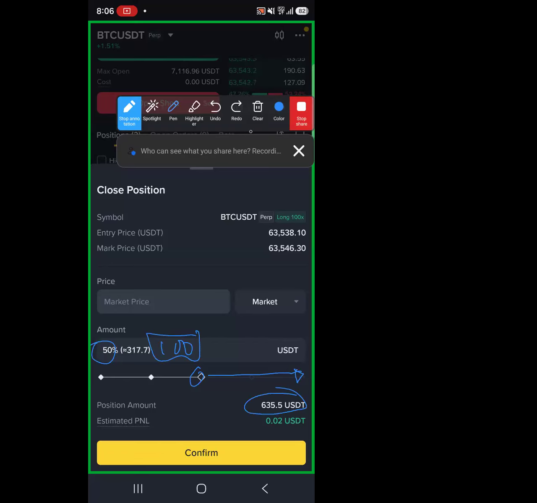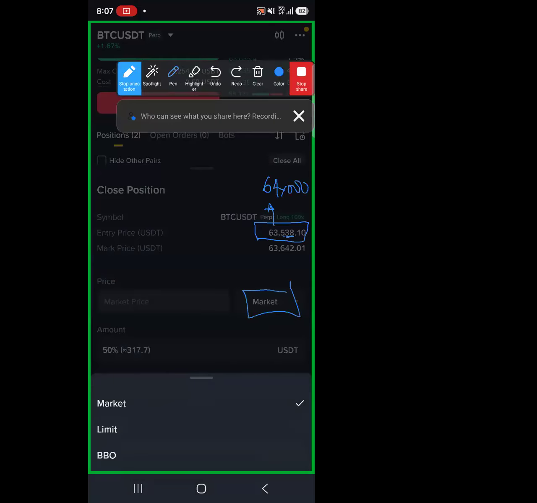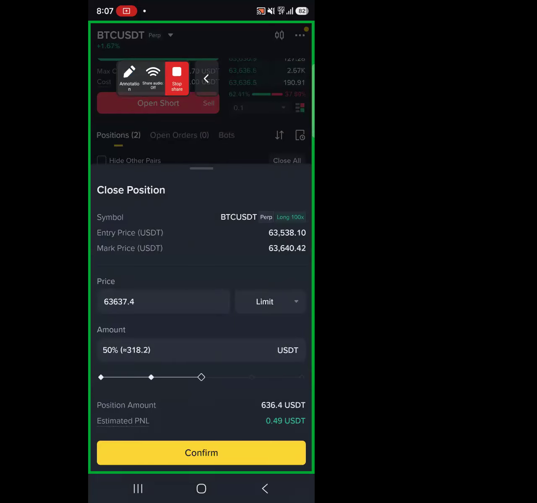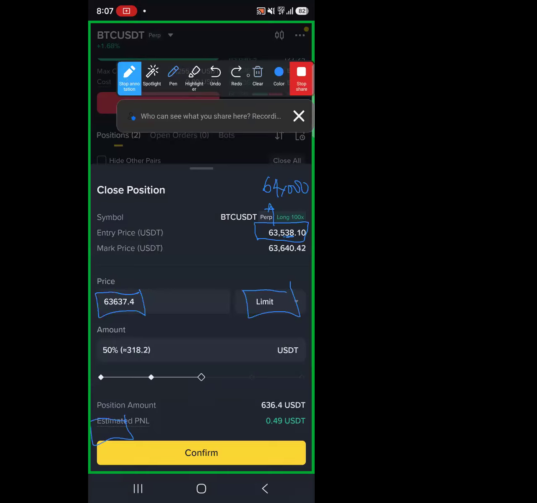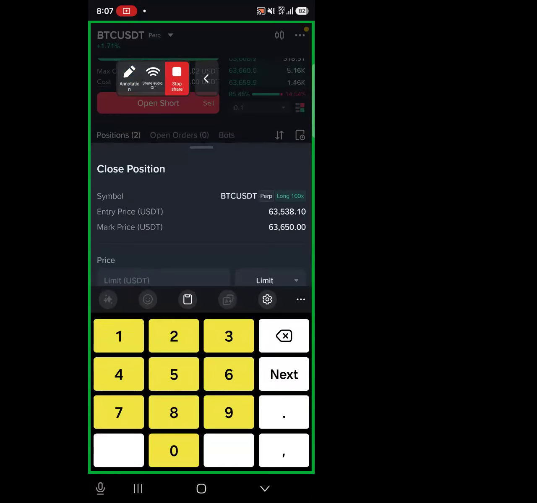But if you don't want to close at current price, maybe you want to close at a future price. For example, this is where you entered. Your entry price was 63,538. But maybe you want your trade to close at 64,000. You're going to come here, tap on market price, and then you choose limit order. When you tap on limit, now you're going to enter the price which you want to exit from. So here I'll just change this to 64,000.